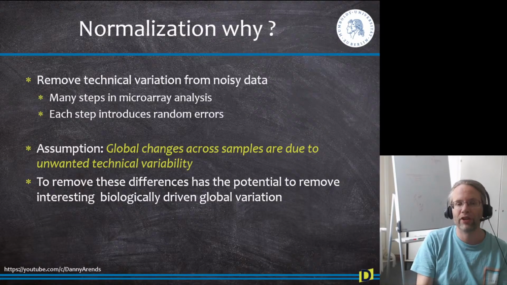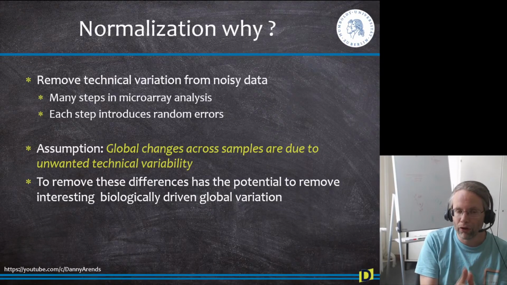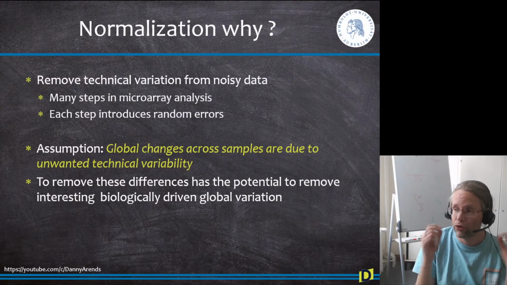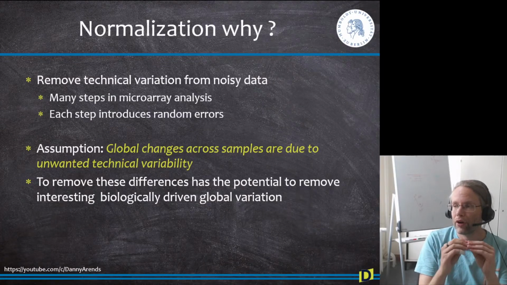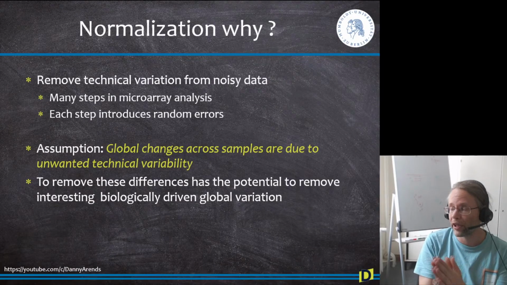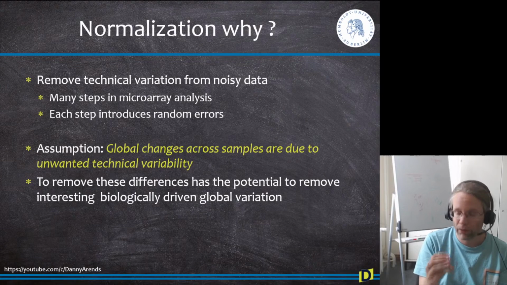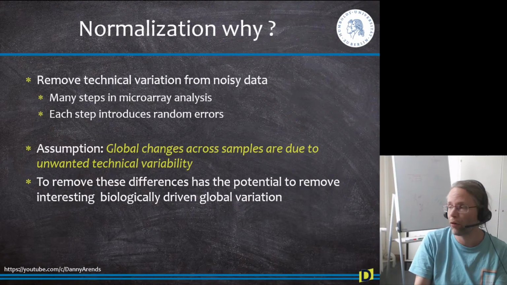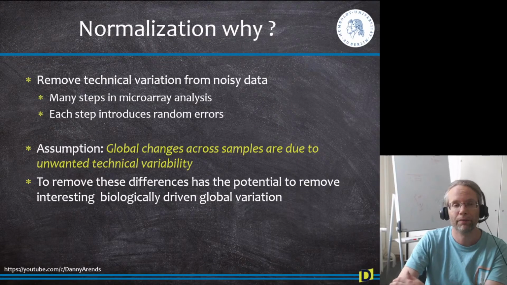So the assumption is that global changes across samples are due to unwanted technical variability. And to remove these differences, we also have to keep in the back of our minds that when we do normalization, we can lose real biologically interesting effects, which are aligned with our data. So every time that you do normalization, keep in the back of your mind that you might also remove some real biological effect, or you're normalizing to get rid of some of the effects that you think are unwanted, but you're throwing away real biology.